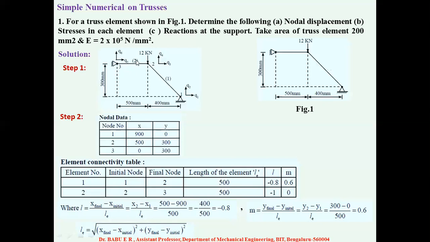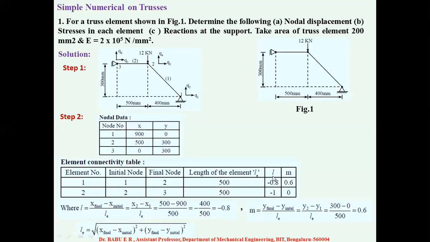Similarly, we have to find out the length of the second element. Since it is horizontal, the length of the second element we can directly write as 500 mm. If it is horizontal or vertical, we directly get the length of the element. If it is inclined, use this formula.